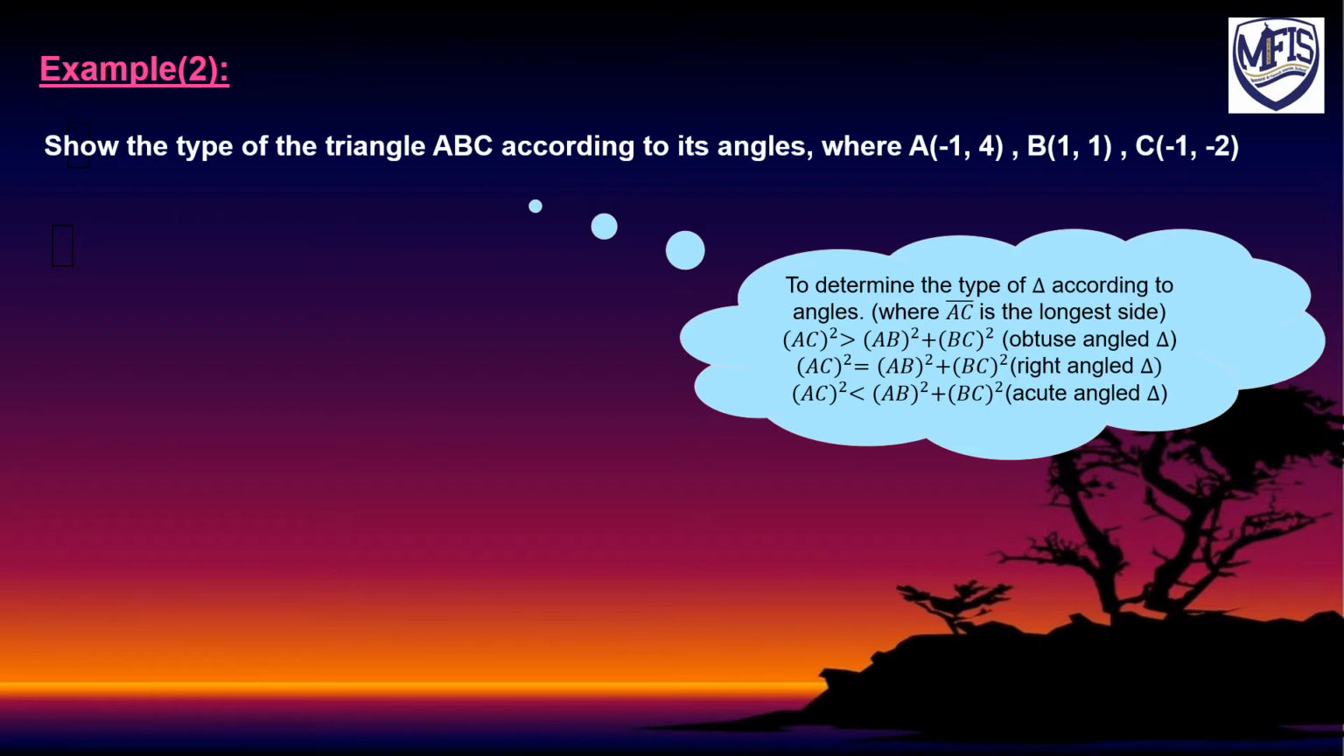If the longest side squared is greater than the sum of the smaller sides squared, then this triangle is an obtuse angle triangle. But if the longest side squared equals the sum of the squares of the other two sides, then the triangle is a right angle triangle. And of course, if the longest side squared is smaller than the sum of the squares of the other sides, then the triangle is an acute angle triangle. Let's see. Now, firstly, I will find the length of each side, as usual.